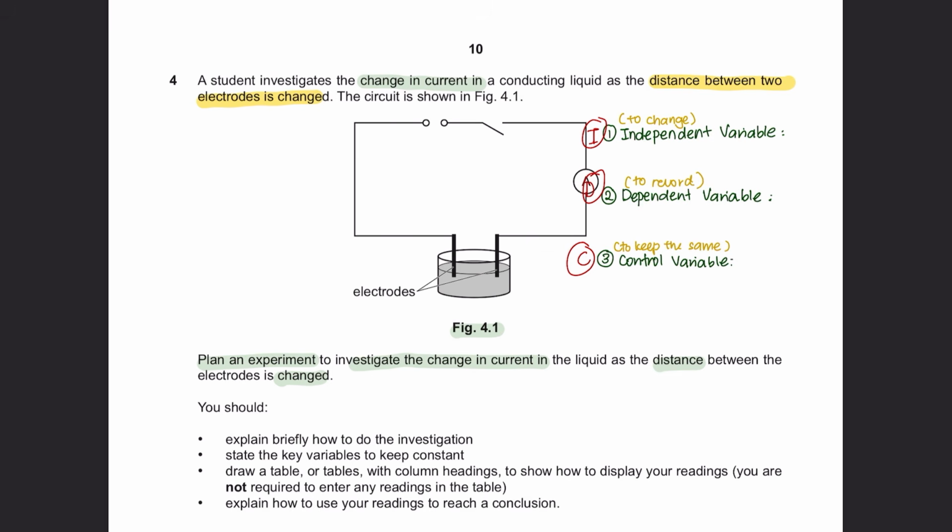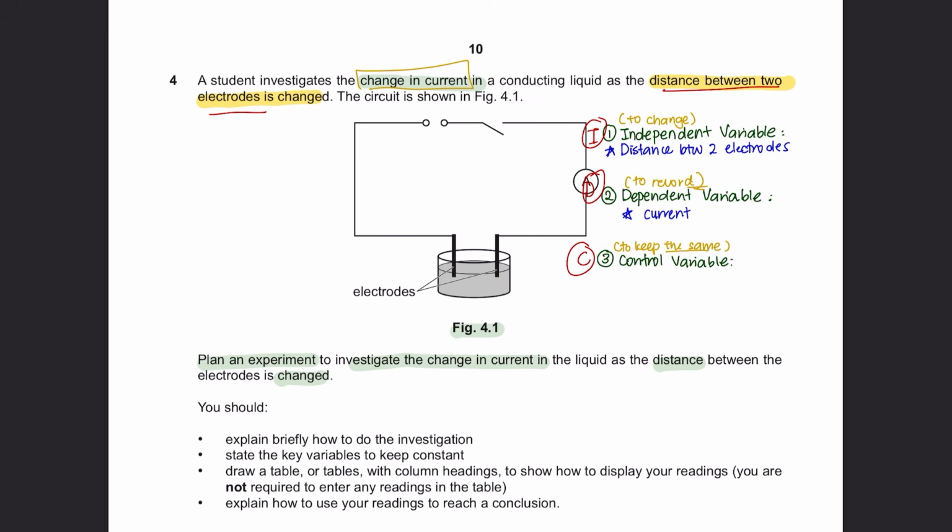Your independent variable is what is being changed in this experiment, which is the distance between the two electrodes. And the dependent variable is the variable that you're looking to record, which is the change in current. And the control variable is the variable that you keep the same.